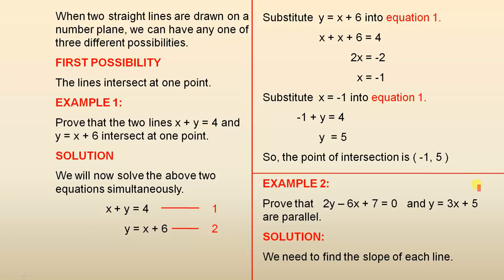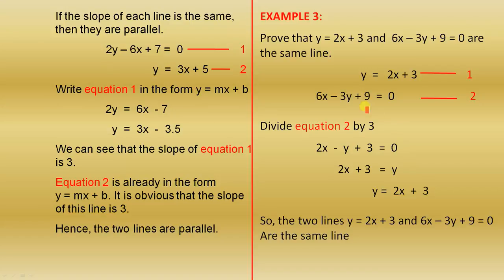Example 2. Prove that 2y minus 6x plus 7 equals 0 and y equals 3x plus 5 are parallel. So for the solution, we need to find the slope of each line. If the slope of each line is the same, then they are parallel. So here are the two equations. So we write equation 1 in the form y equals mx plus b.